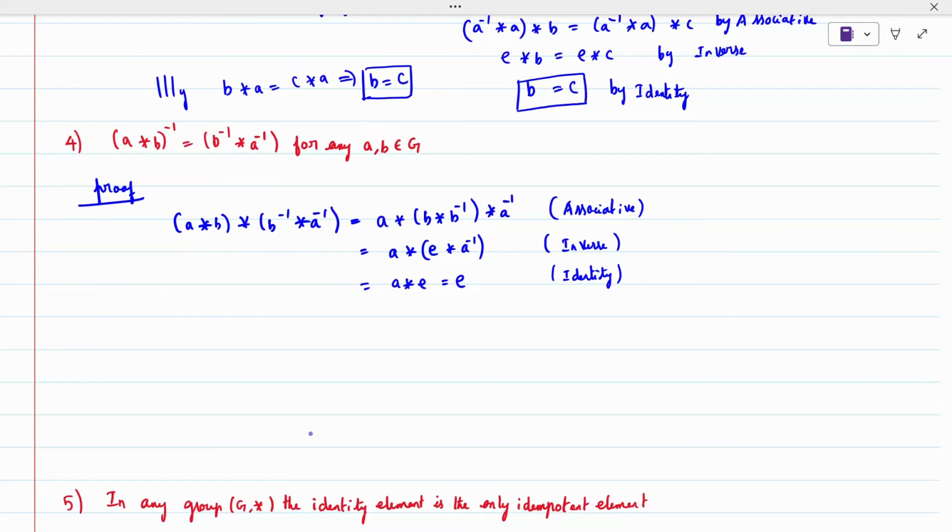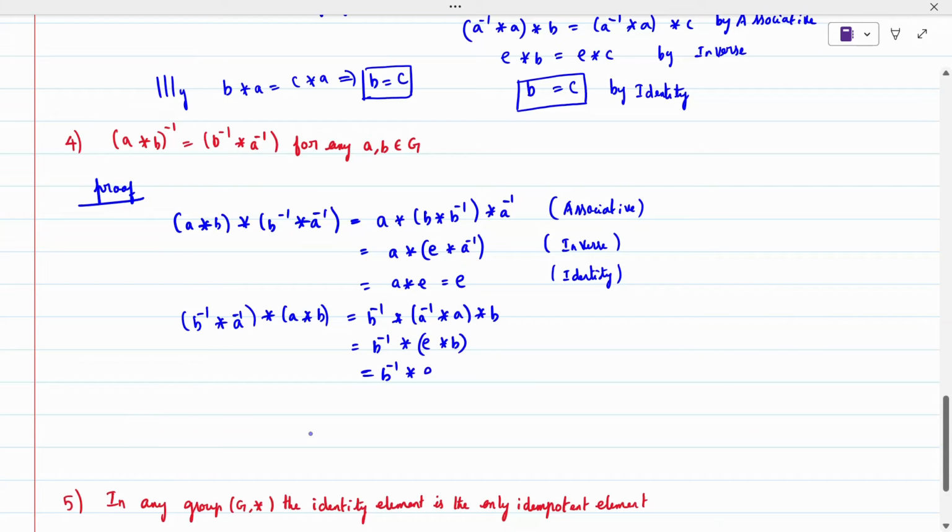Okay. So now same way I will take it the opposite way: B inverse star A inverse into star A star B. Why am I taking this? Now I will change the bracket: B inverse star A inverse star A star B. This is the same procedure, A inverse star A is E. So B inverse star E, which is nothing but B inverse star E is nothing but same E. Okay. So same rule only.